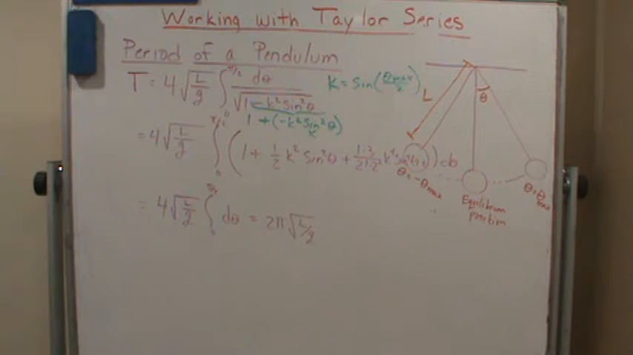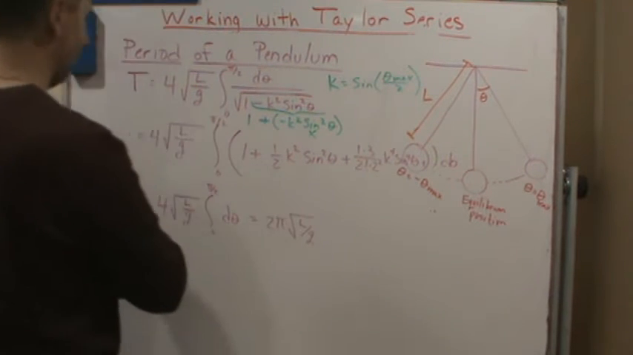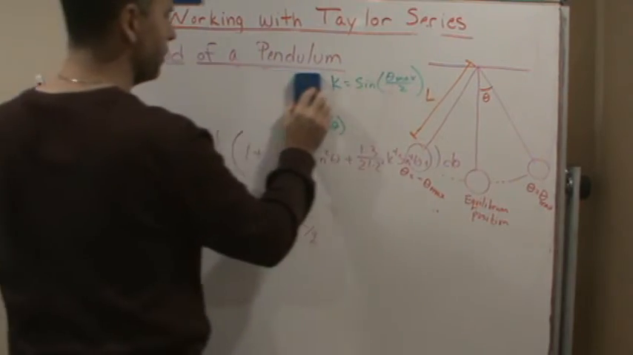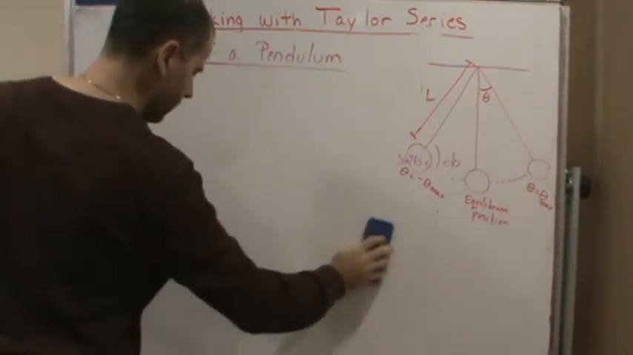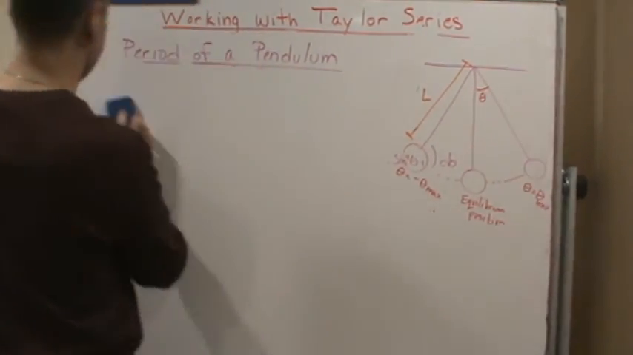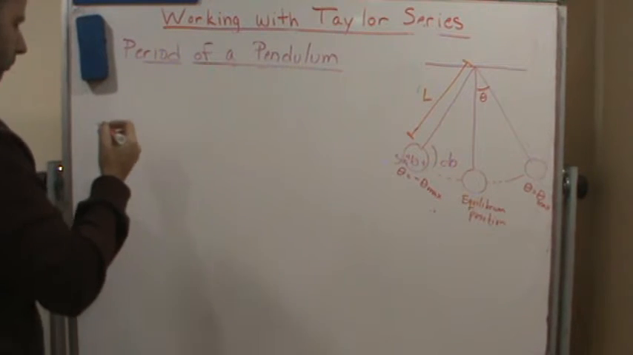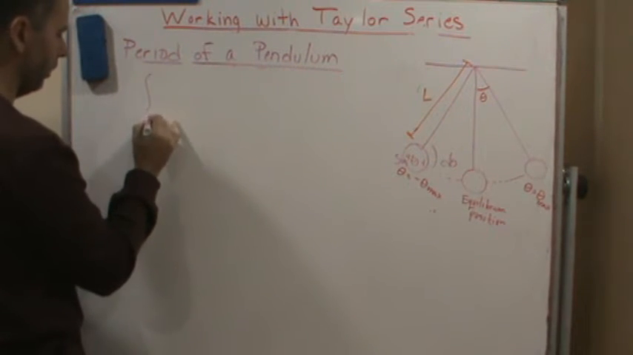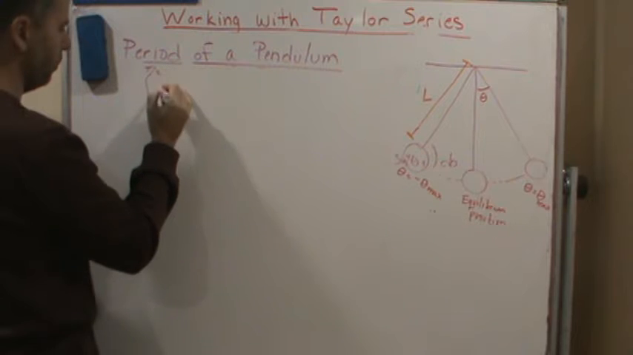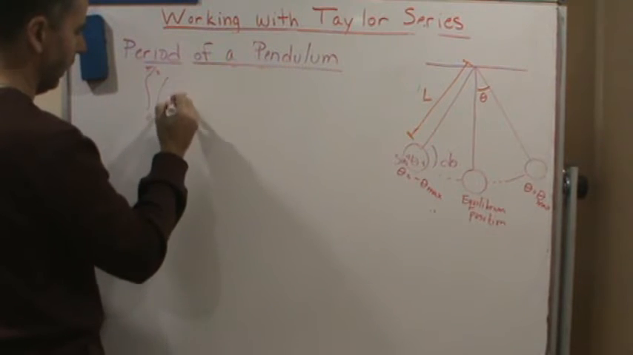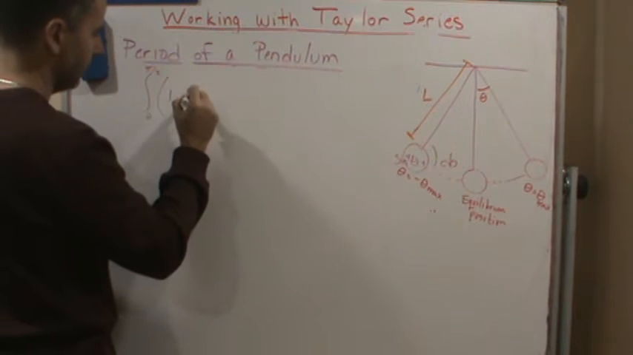Okay? So we can claim that when k is small, then this is going to be a good estimate. And so to justify that, we're going to look at just this integral here. So let's do the integral from 0 to pi over 2.